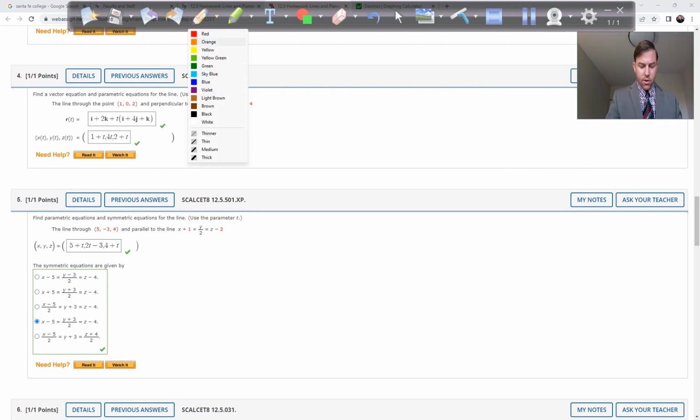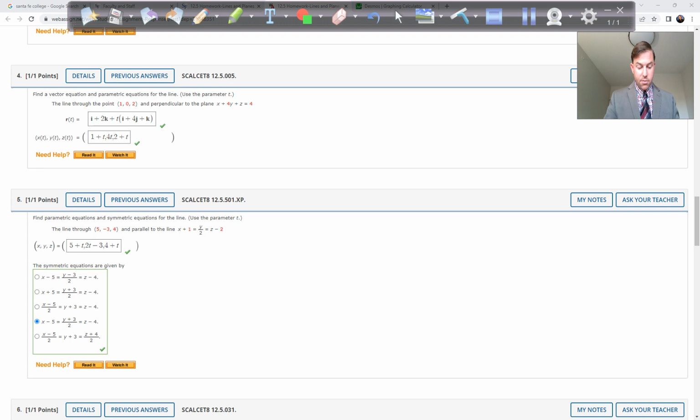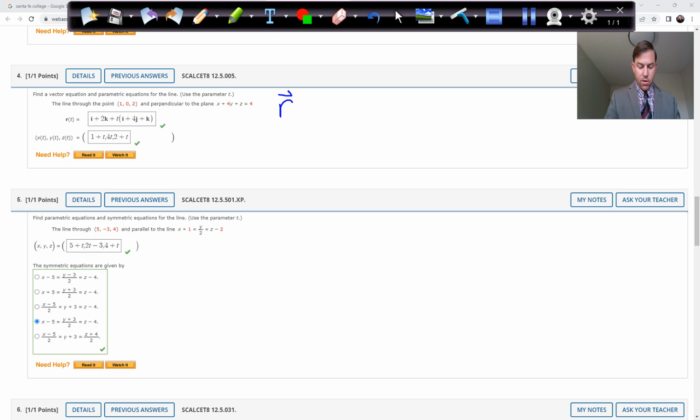Okay, for problem 4, we want the line through the point 1, 0, 2 perpendicular to the plane x plus 4y plus z equals 4. So this is very similar to one of the problems we just saw, where it's r0 plus t times the vector v. Now I'm going to skip a step here. So we're going to write this 1, 0, 2 as 1i plus 0j plus 2k. Plus, we're going to multiply this t into each of these.